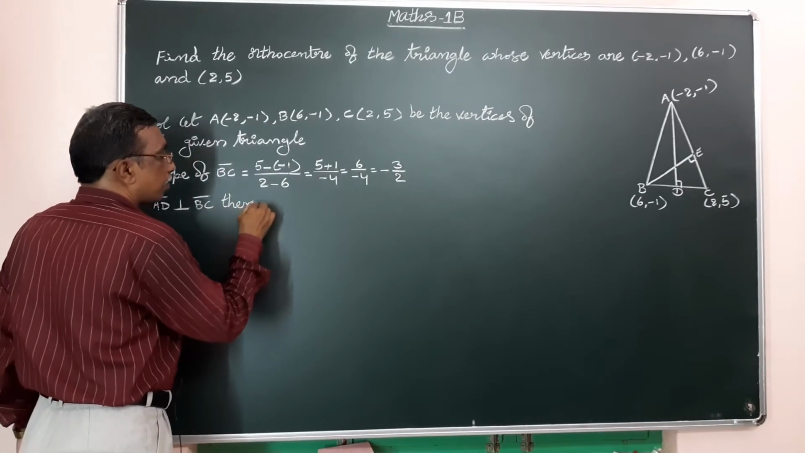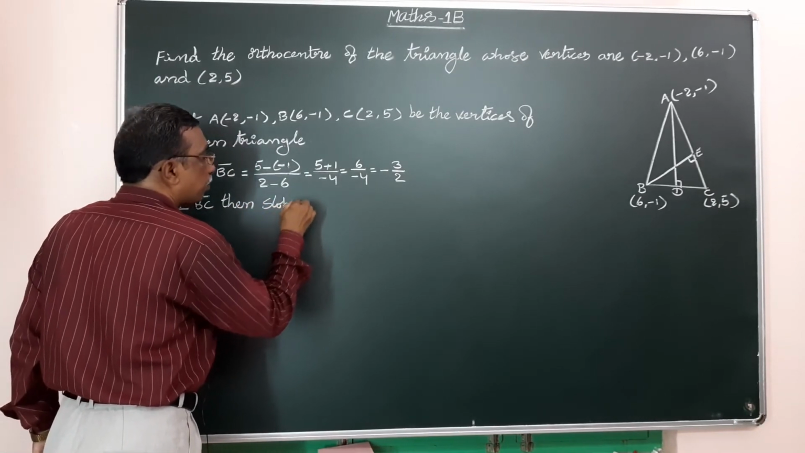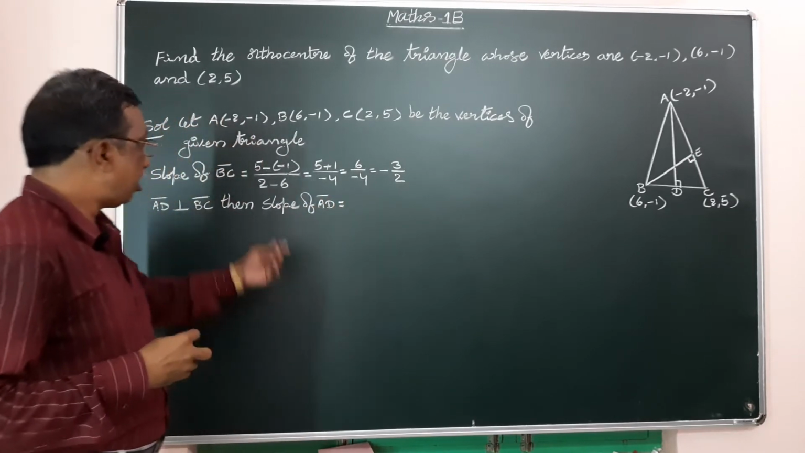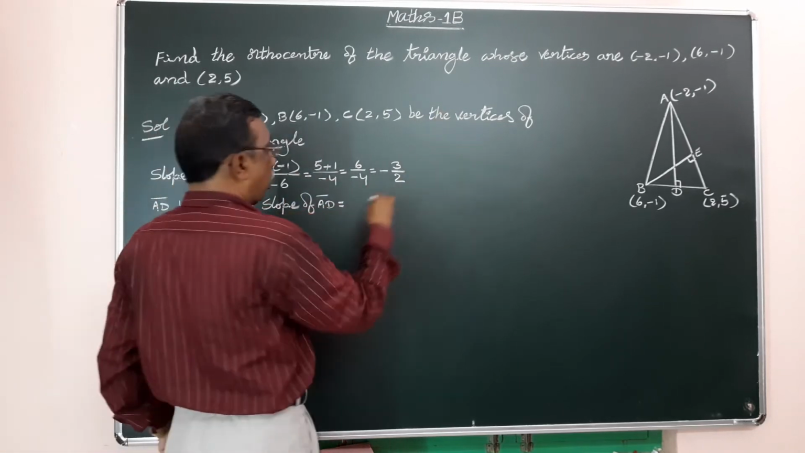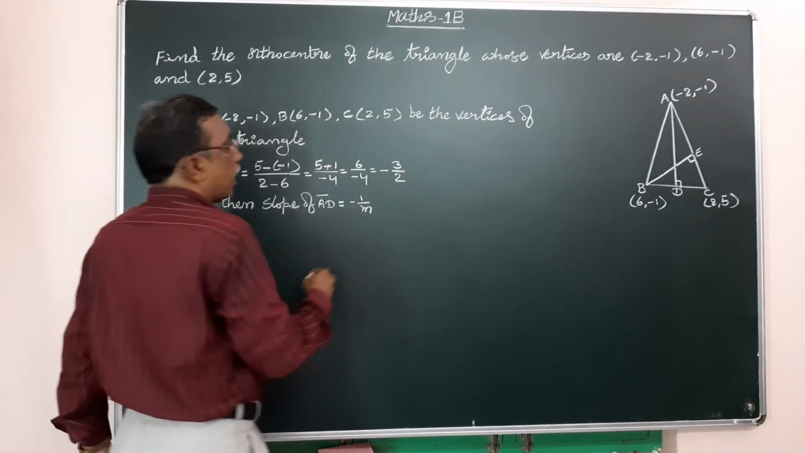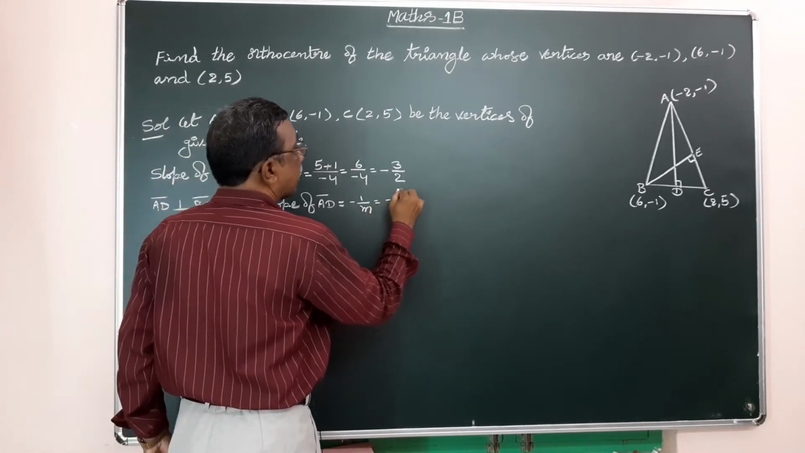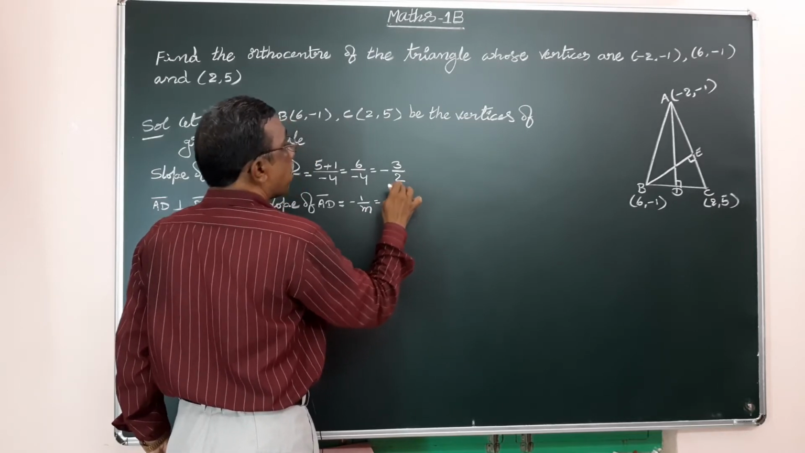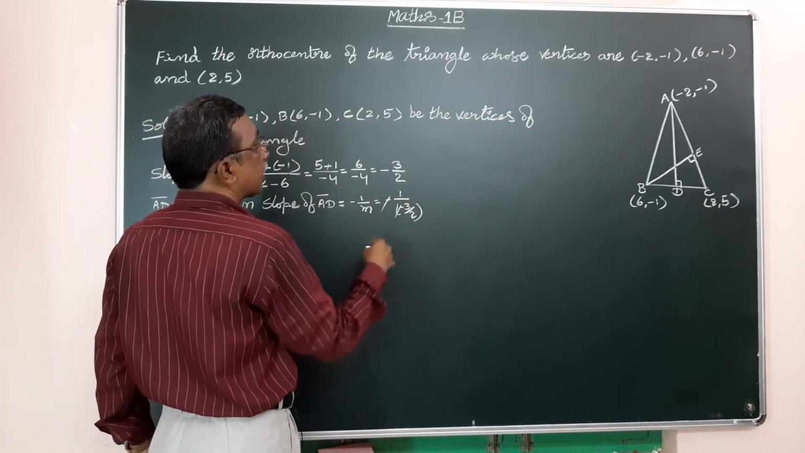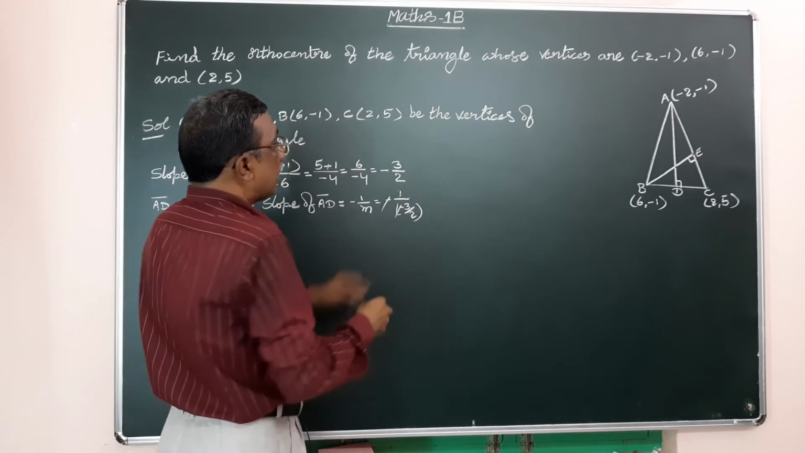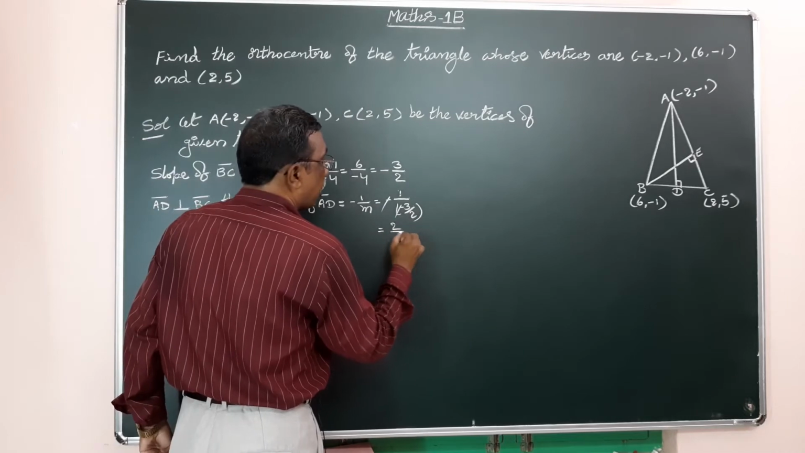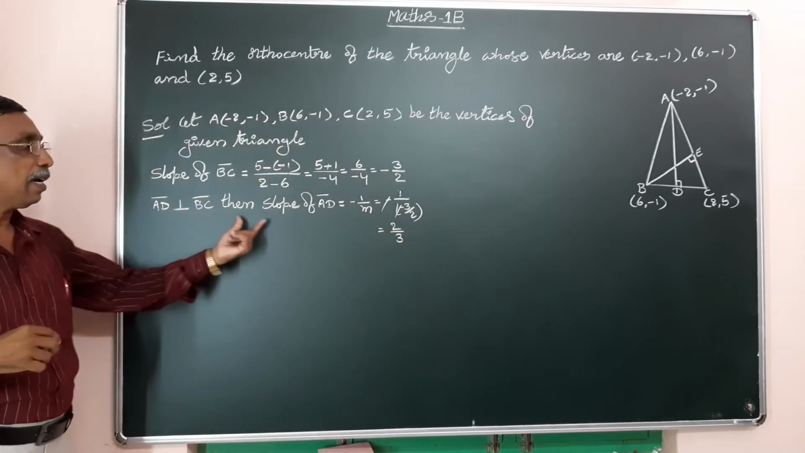Then the slope of AD bar equals, where this slope is m, for the perpendicular line, minus 1 by m. M is minus 3 by 2. Minus minus cancel. Now we write this fraction, denominator to numerator: 3 by 2 reciprocal is 2 by 3. This is the slope of AD bar.